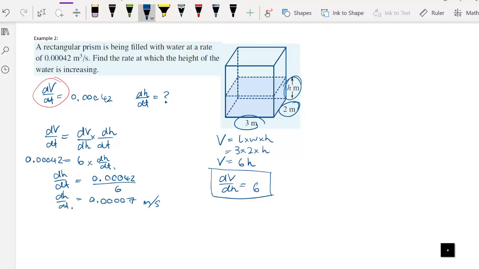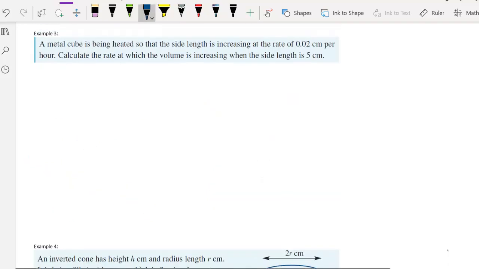Okay, so again, nice and straightforward. Remember, it comes down to these 1, 2, 3. Okay, so example 3. Now we've got a metal cube that is being heated so that the side length is increasing at a rate of 0.02 centimeters per hour. We want to calculate the rate at which the volume is increasing when the side length is 5 centimeters.